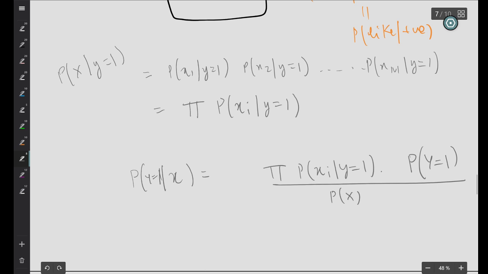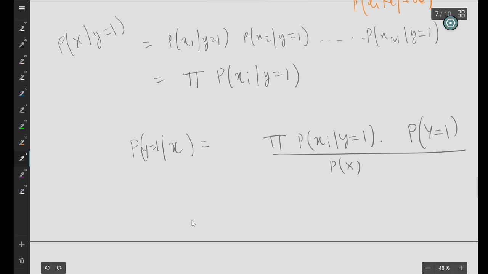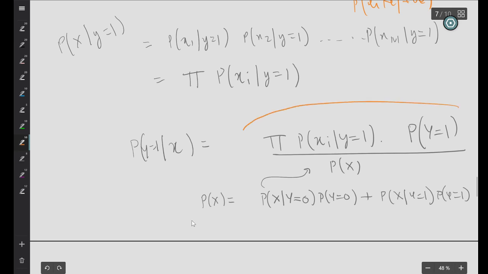This term is optional when you compute your result in practice, but since we are writing the formula, we have written this term. And what is p of x? p of x can be written using the total probability formula. So p of x is going to be p of x conditioned on y equals 0 into p of y equals 0 plus p of x given y equals 1 into p of y equals 1. So this value you can substitute here, and again this is optional, because our final answer, when we take argmax, just depends upon the value of the numerator.